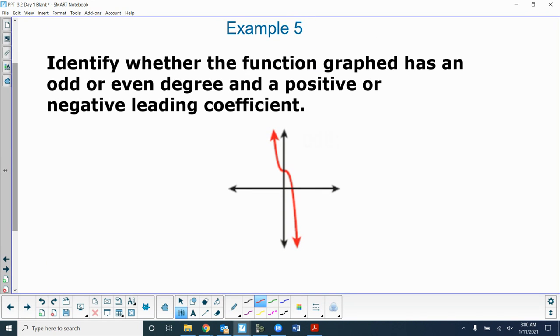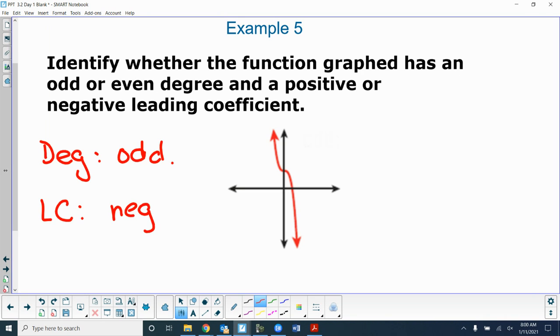Odd or even degree? Like this. Opposite directions, odd or even? Odd. Leading coefficient, look at the far right one. Positive or negative? Negative, going down. Okay? See how easy that is to figure out on those types of problems?